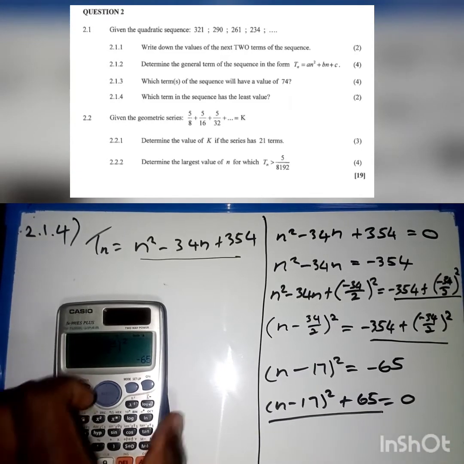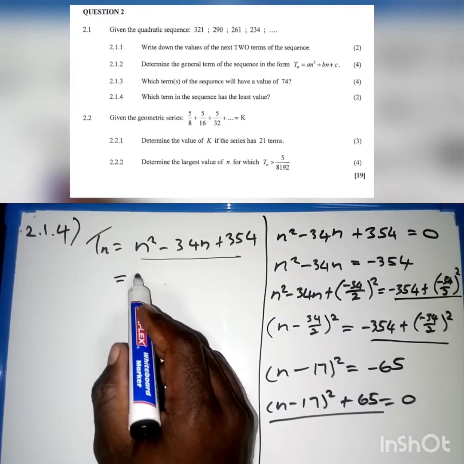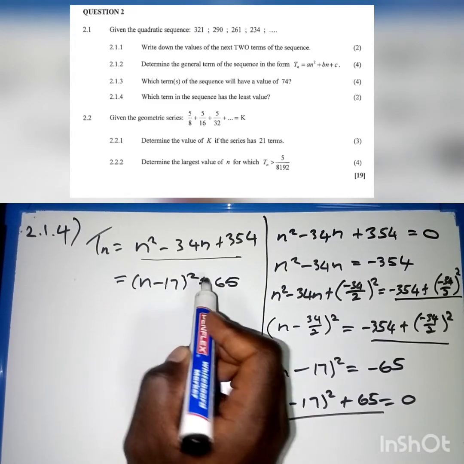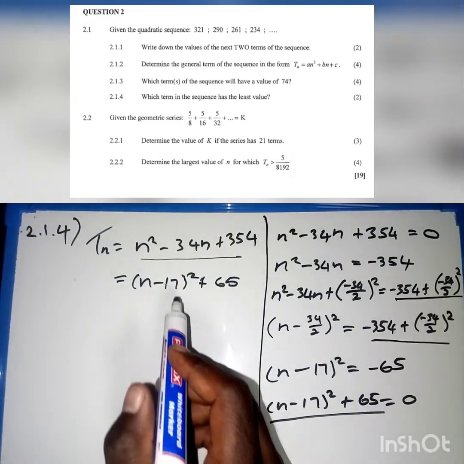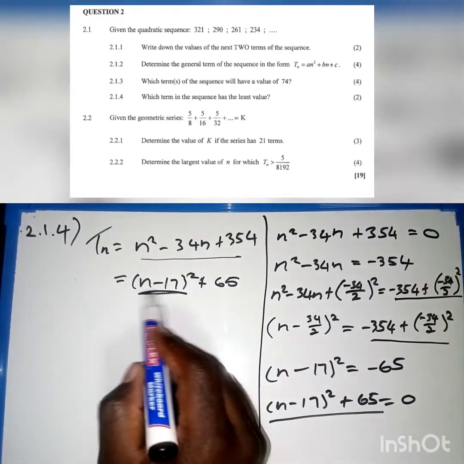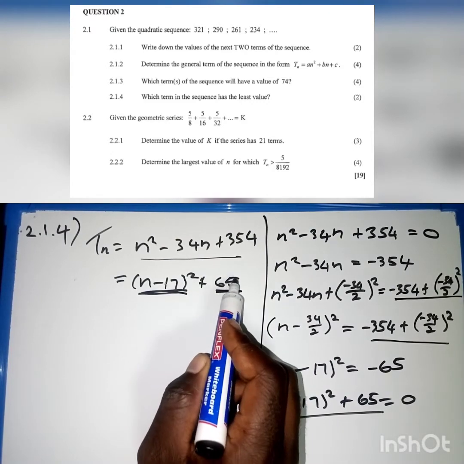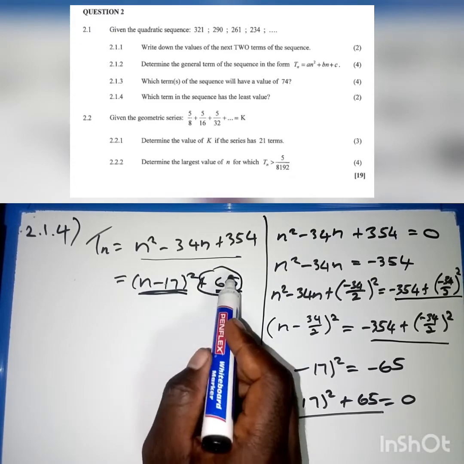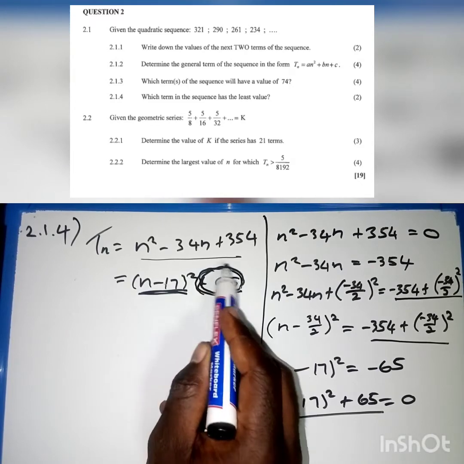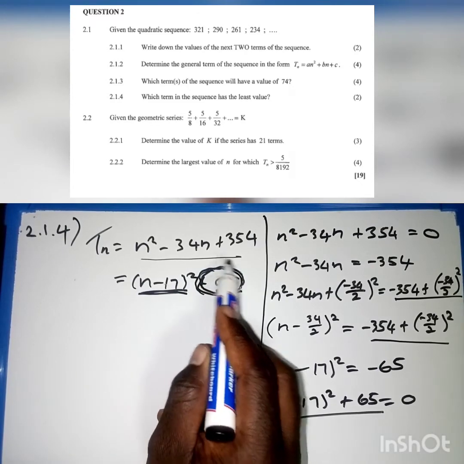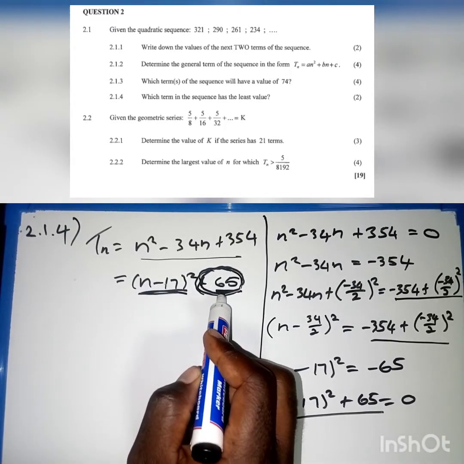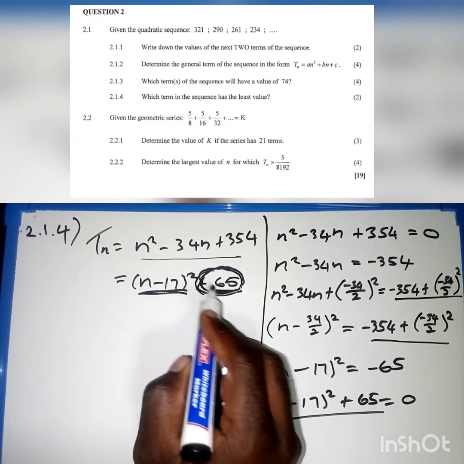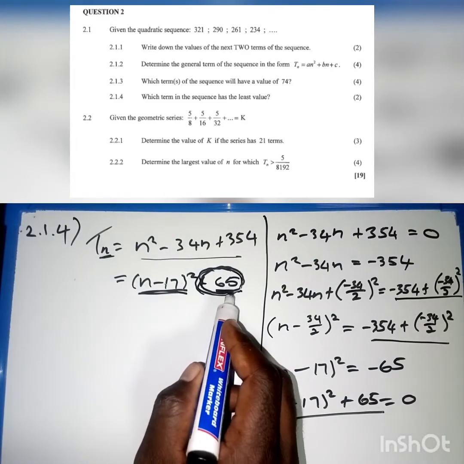So now this is equal to Tn. So (n - 17)² + 65. Now here we can see that we are adding something to 65, which means we're going to keep adding to 65, which means that 65 will be the smallest value. Because we're adding something to 65, this 65 is the smallest value, but which n will give us 65?